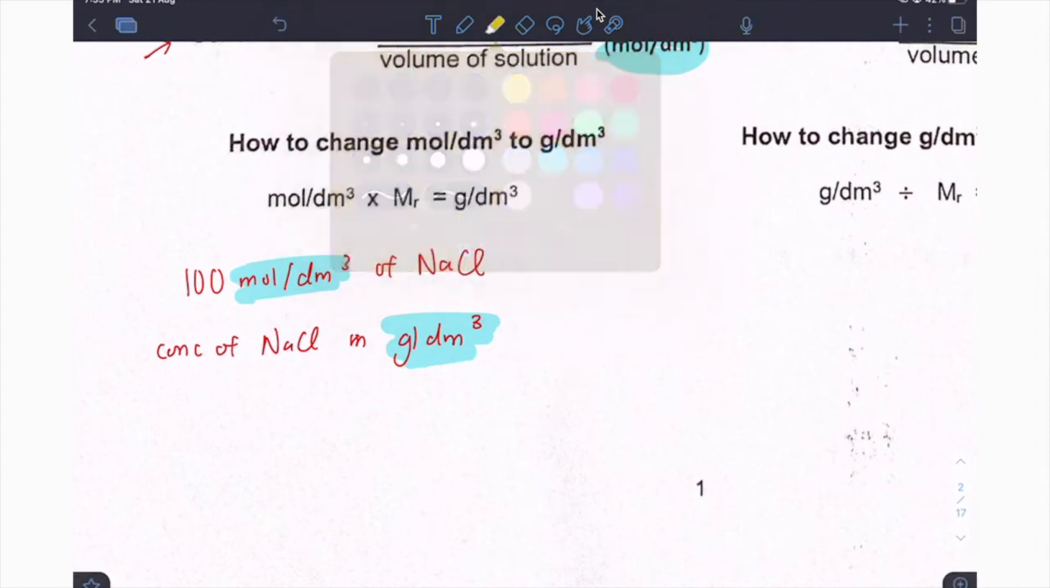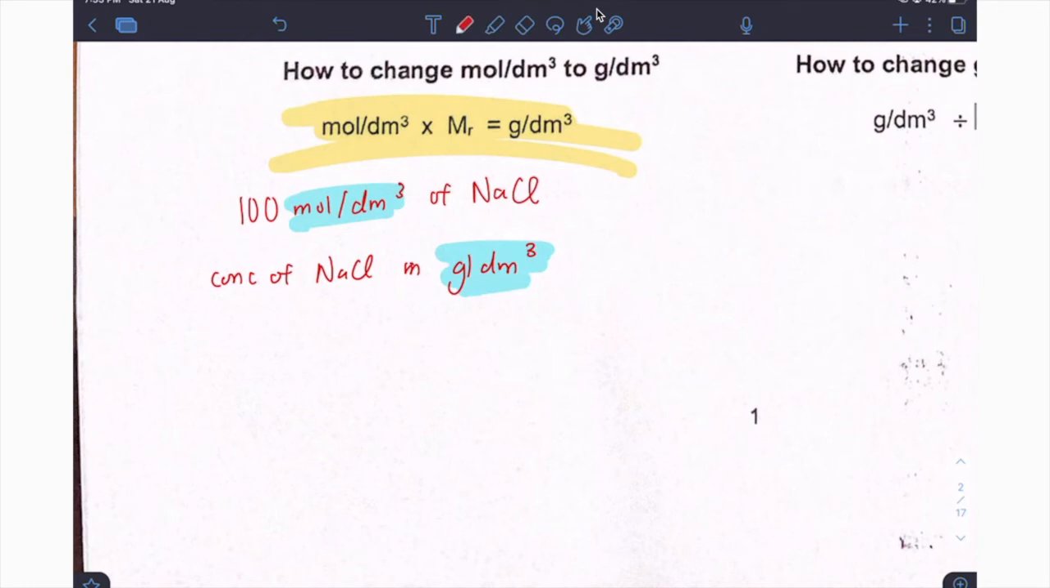It is to multiply mole per dm cube by Mr. So what's the Mr of sodium chloride? Mr once again is the relative molecular mass. If you look inside our periodic table, the mass of sodium is 23 and the mass of chlorine is 35.5. So the Mr is simply going to be 58.5.